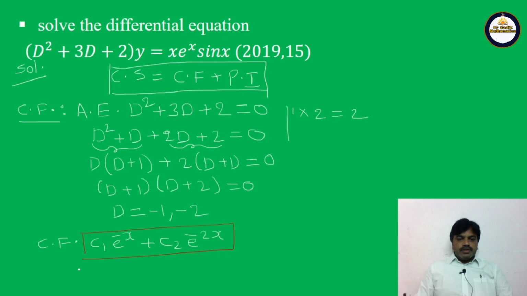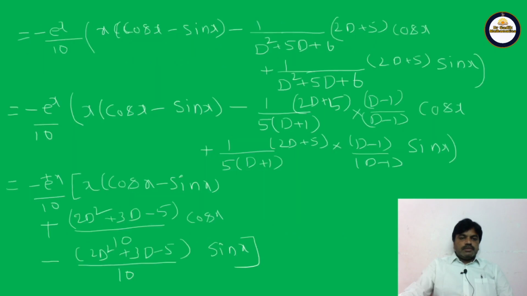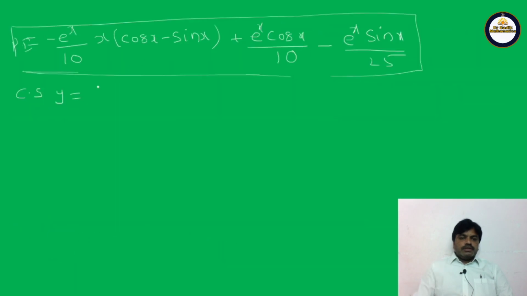So c1 e power minus x plus c2 e power minus 2x plus, what is complementary function here?